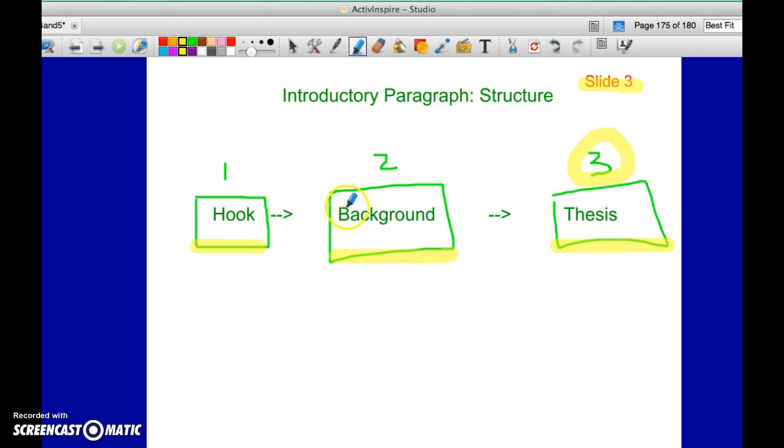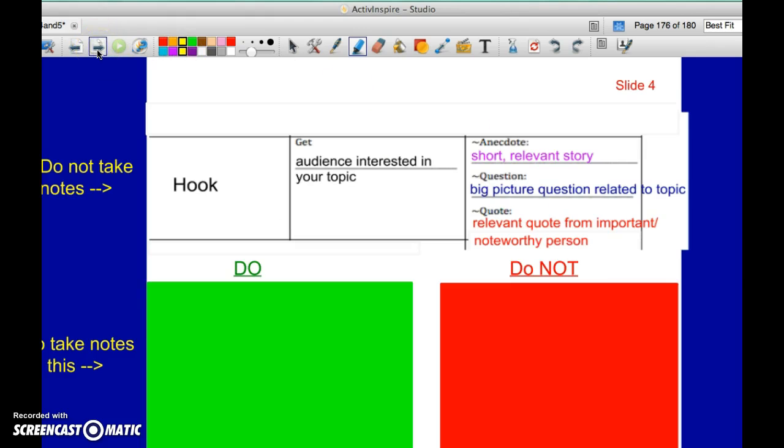Make sure you get this visual of the structure of your introductory paragraphs in your notes. Next, we're going to talk just about the hook right now. So you'll notice that there's a little note here that says don't take notes on this, which you don't need to because you've already taken notes on this. So right now, just listen to this basic information. You will take notes for the do's and don'ts in a second.